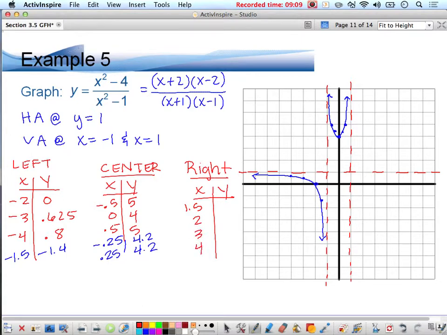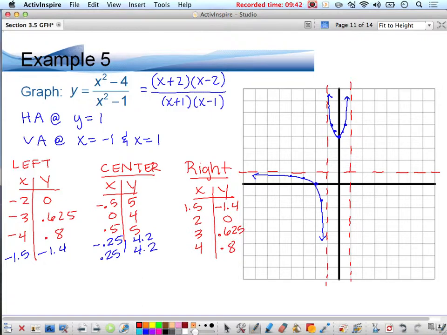Let's do those. 1.5, 2, 3, and 4. I'll pause for a second and let you guys get those ordered pairs for me. Okay, so if you substitute 1.5 in, you're telling me you get negative 1.4. What happens if I put 2 in? 0. What point is that? It has a name. A point where the y value is 0 is called an x-intercept because it lives on the x-axis. 3 gives us 0.625, and 4 gives us 0.8.